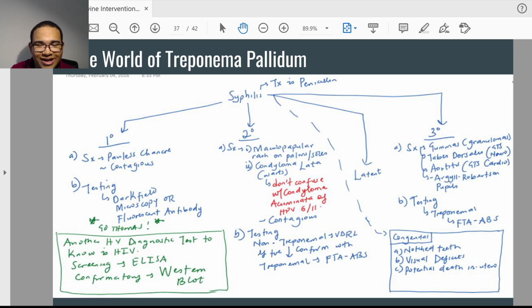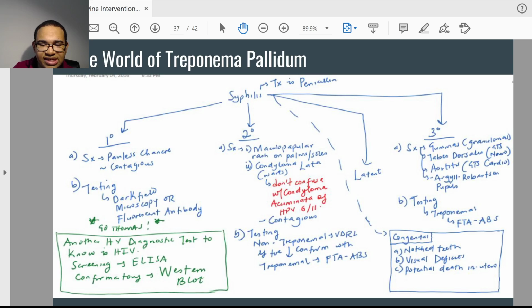So that's primary syphilis. Secondary syphilis, maculopapular rash on the palms and soles. It can also cause condyloma lata. Again, please do not confuse condyloma lata with condyloma acuminata, right? Condyloma acuminata, that's HPV 6 and 11. Those are the genital warts. And again, syphilis is still contagious in the secondary phase.